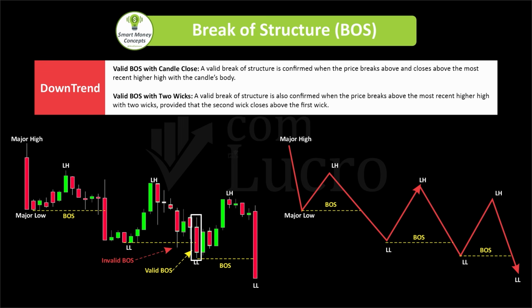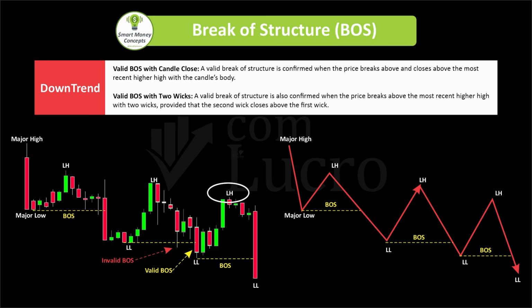Moreover, if the subsequent candle's wick surpasses the first candle's wick and closes above the low's range, this then qualifies as a valid break of structure. We must also update our major low and major high accordingly. As long as the price stays below our newly established major high, the market is considered bearish. Only if the price breaks this new high upward do we acknowledge it as a valid signal for a trend reversal or a major change in character.